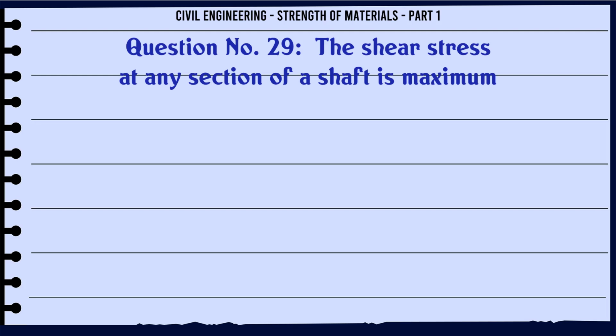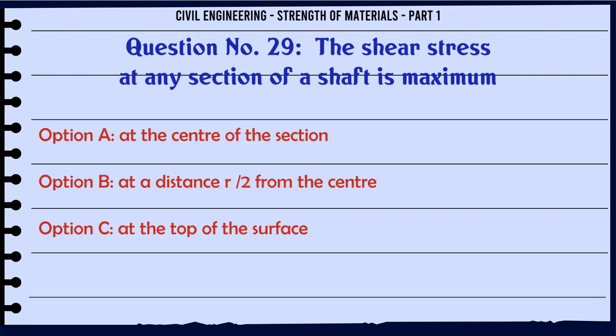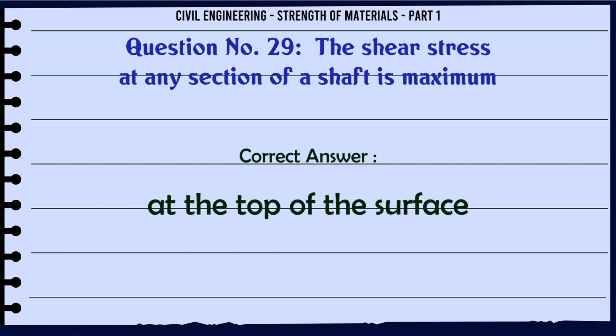The shear stress at any section of a shaft is maximum: A. At the center of the section, B. At a distance r/2 from the center, C. At the top of the surface, D. At a distance 3/4 r from the center. The correct answer is at the top of the surface.